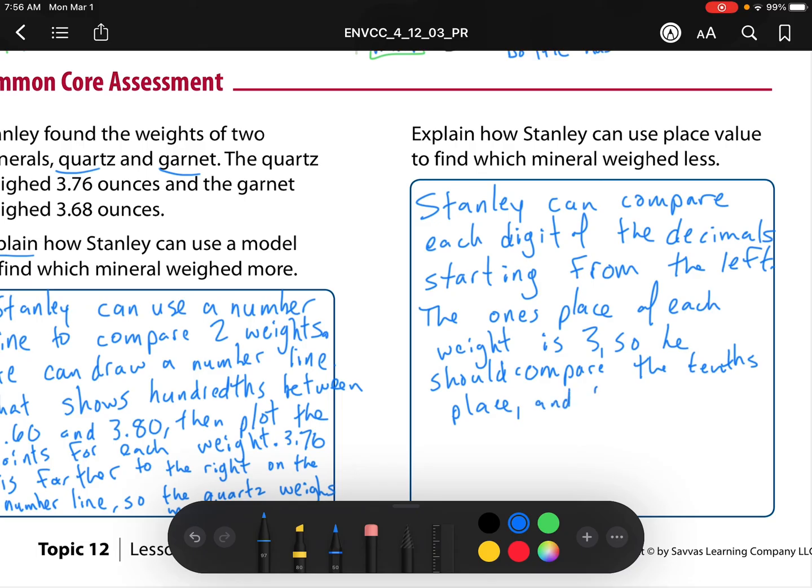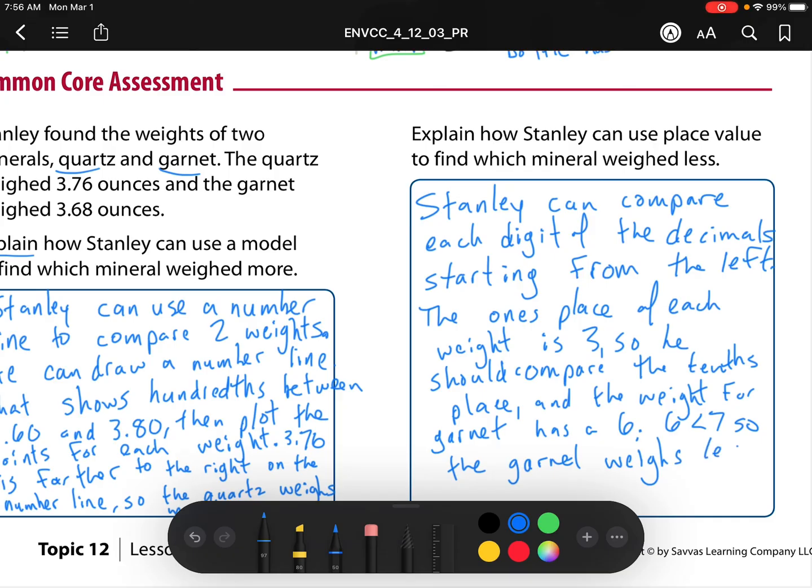And the weight for garnet has a 6. So what does that tell us? 6 is less than 7. So the garnet weighs less.